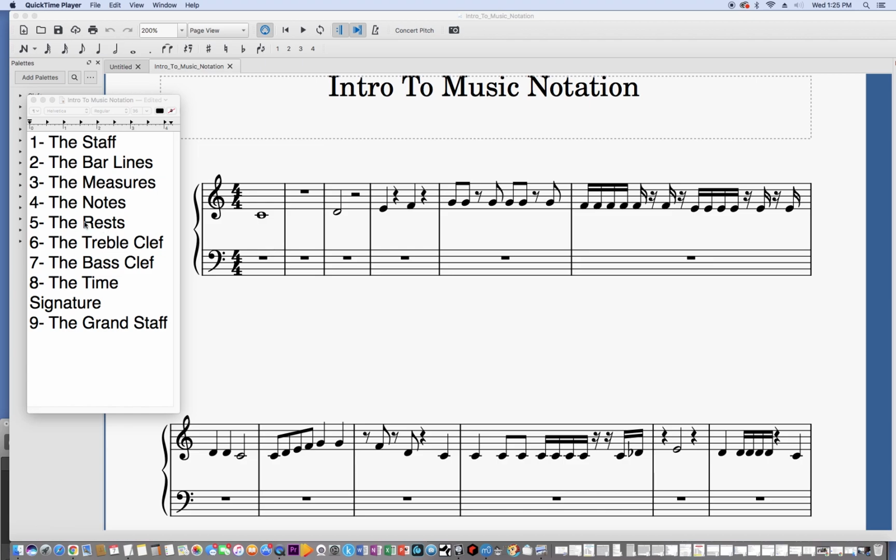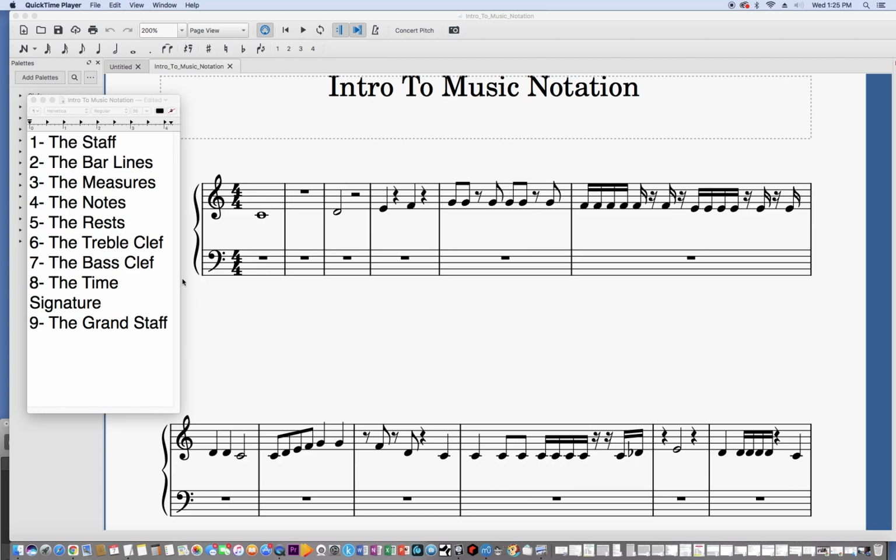And so you also have the rests. You have the whole rest, which hangs from the fourth line. You have the half rest, which sits on the third line. You have the quarter note, the quarter rest, eighth note, eighth rest, 16th note, 16th rest. Right? You have the treble clef, which indicates the notes that are played from middle C to the right side of the piano, the higher pitch sounds from middle C. And then you have the bass clef, which is from middle C to the left side towards the lower pitch sound.